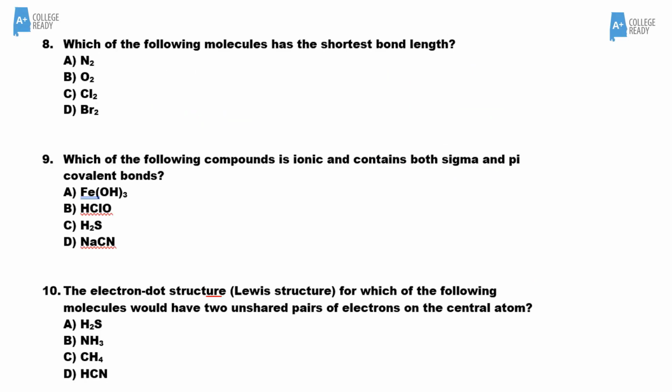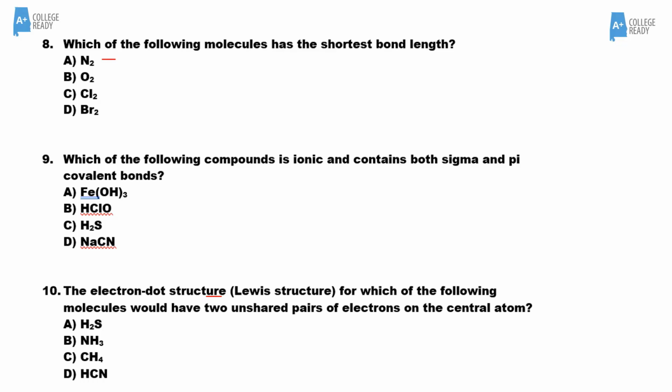Which of the following has the shortest bond length? Again, a single bond is going to be longer, a double bond is going to be less long, and a triple bond is going to be the shortest. So based on what we saw before, this one right here, the triple bond, will be the shortest bond length and also the highest bond energy.